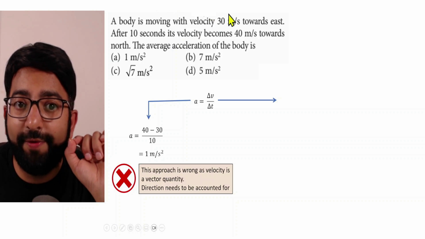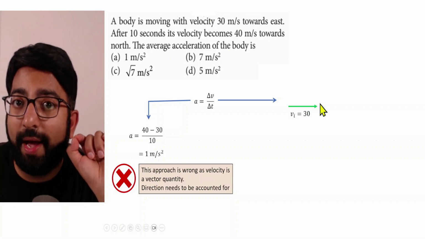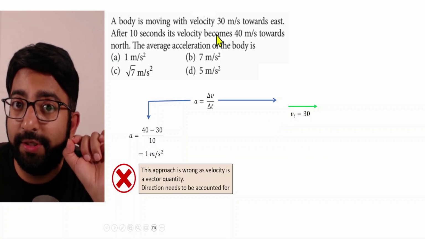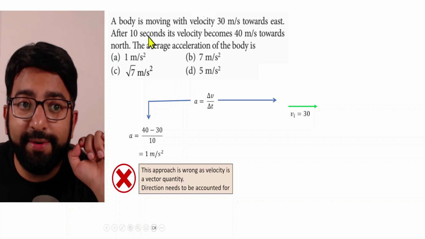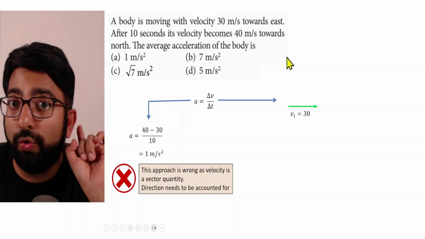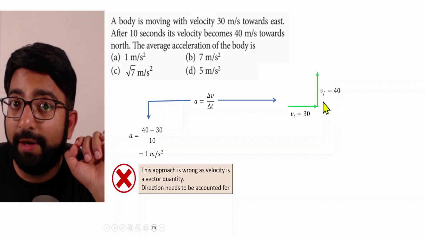Initially, the body is moving with velocity of 30 towards the east. To represent that, let's draw an arrow which is going towards the right hand side. So this green arrow represents the initial velocity of 30. After 10 seconds, the velocity becomes 40 meters per second towards the north. So to represent the north, we will draw an arrow going upwards. So this arrow is the final velocity.